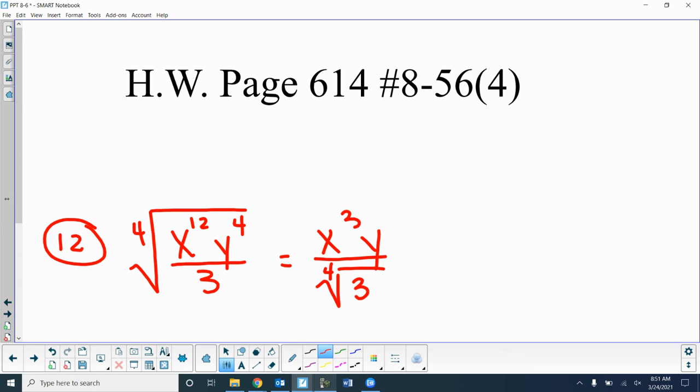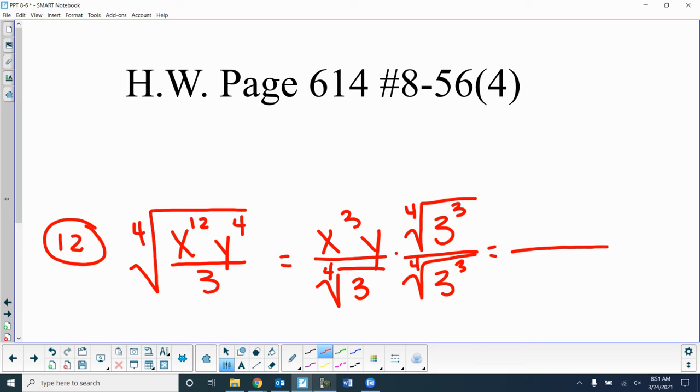No. How many 3's do I need so that I can get rid of that radical 3? What's the index? 4, so I need 3 more. Yeah, you're right. I need 3 more of them, right? I've got 1. I need 3 more of them. So that's what I have to do to rationalize this denominator. So that gives me the 4th root of 3 to the 4th.